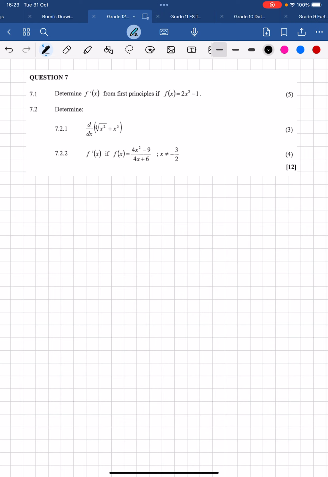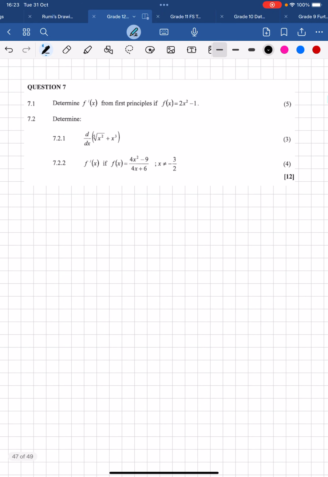Determine f dash x from first principles if f of x is 2x squared minus 1.